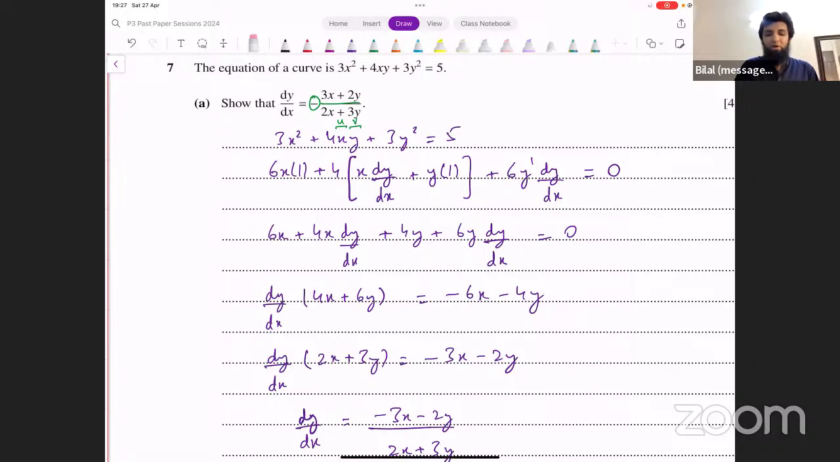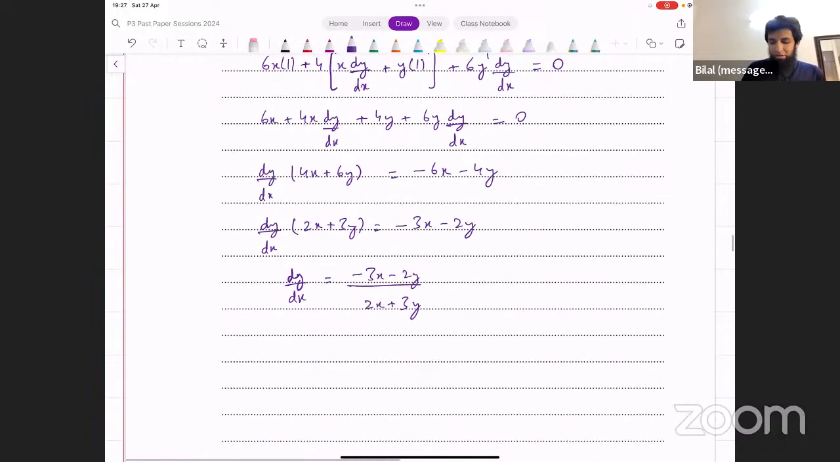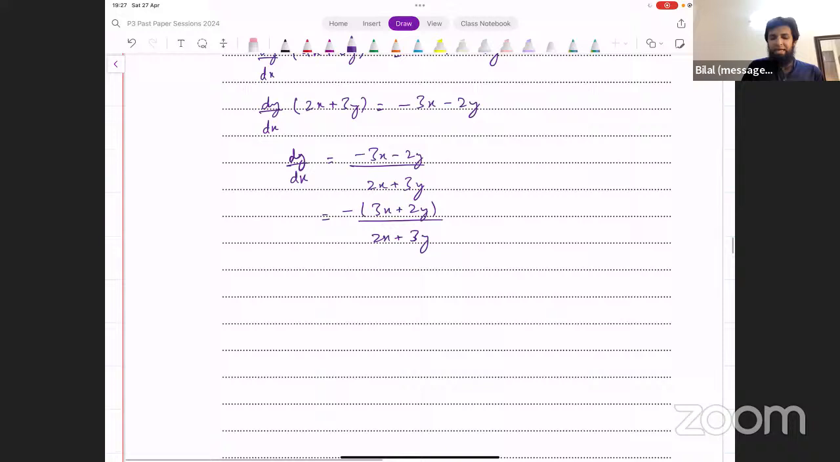So basically, what we can do is, from the numerator, we can take negative common. And that will leave us with minus into 3x plus 2y divided by 2x plus 3y. Now, this negative can be written with the whole fraction as well. What they've done is they've written this negative sign with the whole fraction here. And then they've got 3x plus 2y divided by 2x plus 3y. And that's what you wanted to prove.